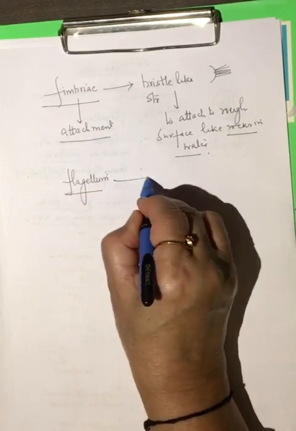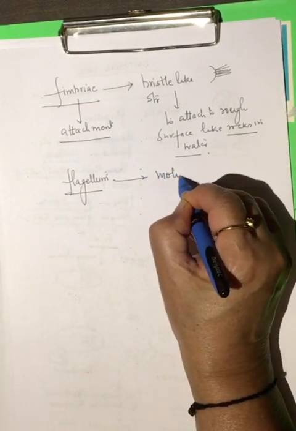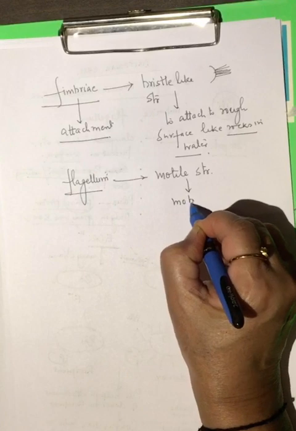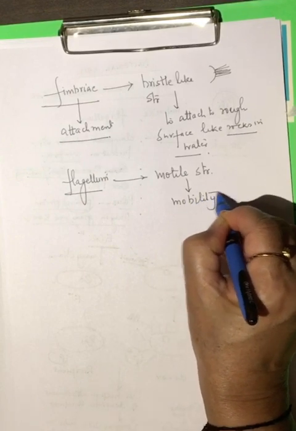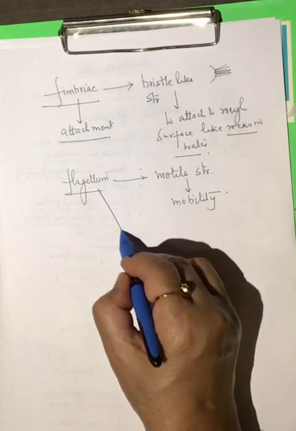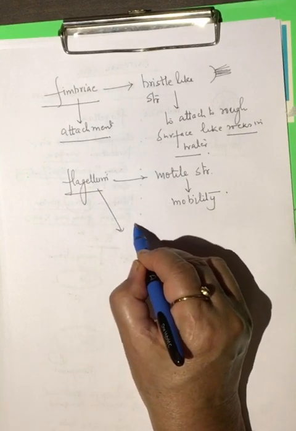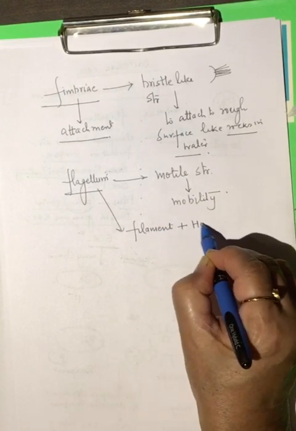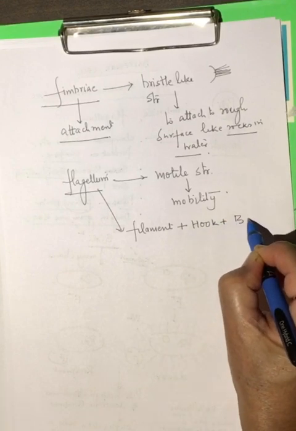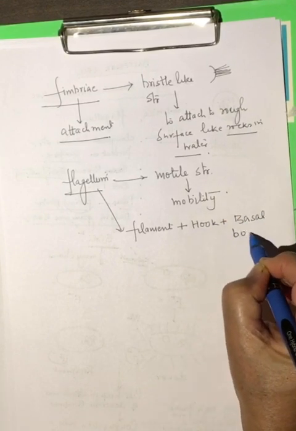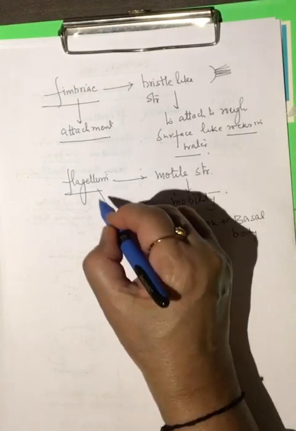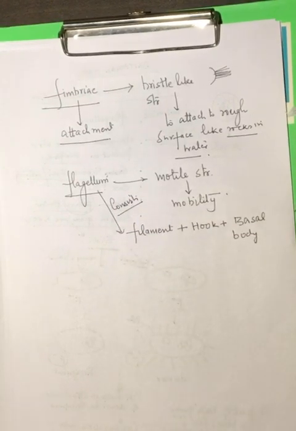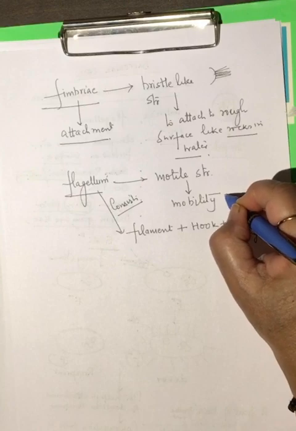right? So flagella are the motile structures. They help in mobility, right? And the flagellum consists of filament, hook, and basal body, right? These are the parts of a flagellum. A flagellum consists of the filament, hook, and basal body. So flagella help in the mobility.